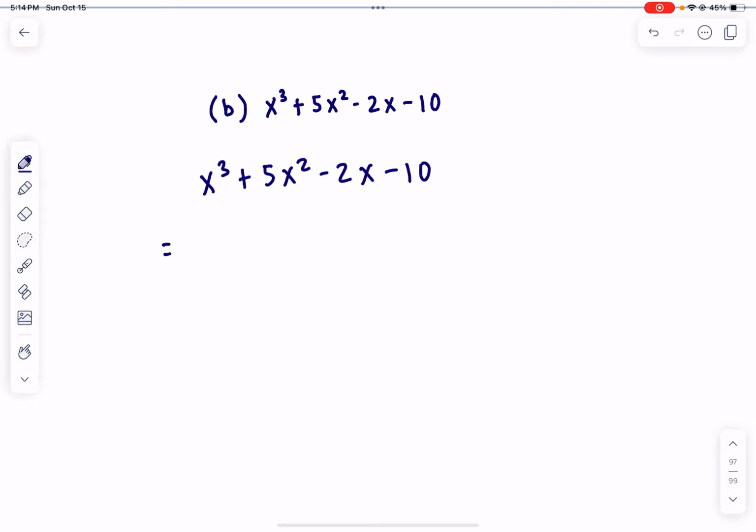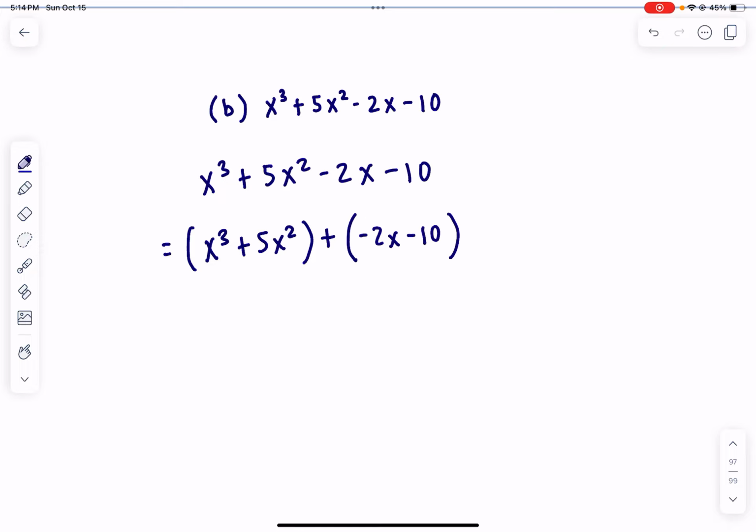So we'll have x cubed plus 5x squared. Here, notice I'm going to put a positive here, and then I put a parentheses, minus 2x minus 10. So I'm just making that separation with a plus sign in the middle. So just keep that in mind.